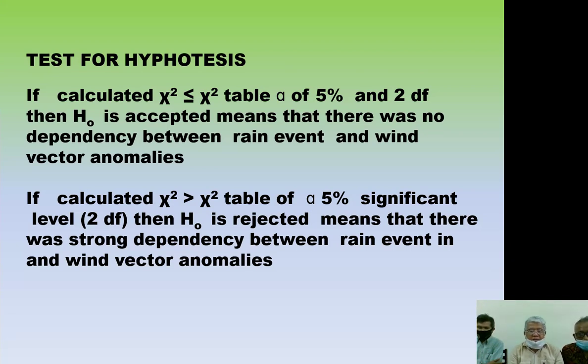As for hypothesis, if calculated chi-square is less than or equal to chi-square table of 5% and 2 degrees of freedom, then the hypothesis is accepted. Means that there was no dependency between rain event and wind vector anomalies. If calculated chi-square is greater than chi-square table of alpha 5% significance level, 2 degrees of freedom, then the hypothesis is rejected. Means that there was strong dependency between rain event and wind vector anomaly.